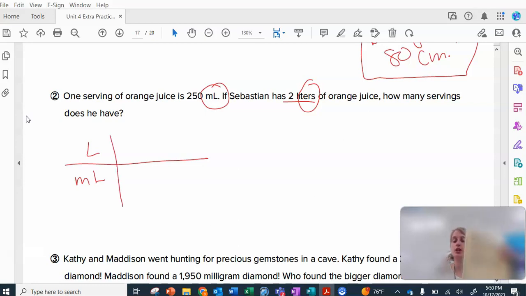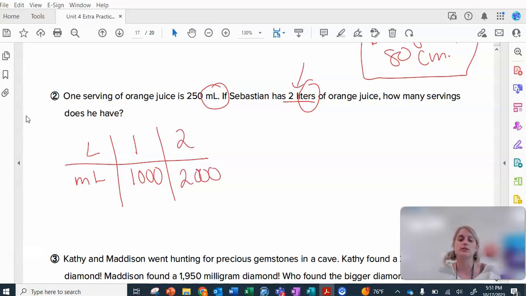Looking at my reference sheet, I am looking in the volume capacity section, because if we're talking about liquids and how much stuff goes inside of something, we're talking about capacity. So the only one conversion there, 1 liter equals 1,000 milliliters. Sebastian has 2 liters. That would equal 2,000 milliliters.